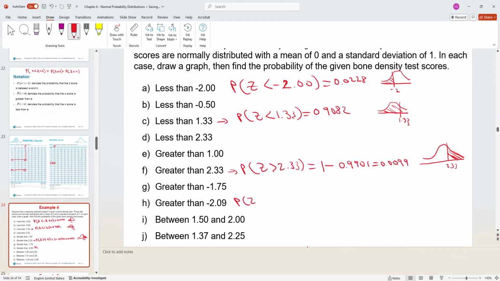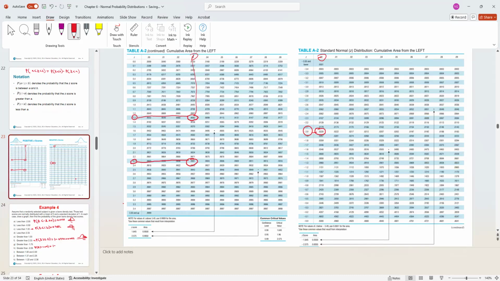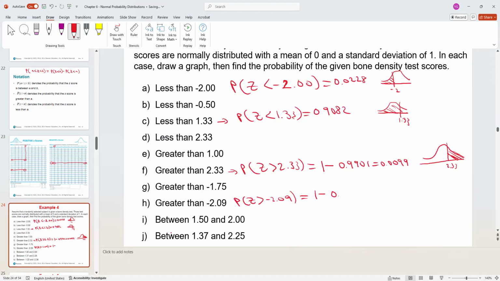If you want to do greater than with a negative number, let's say the same: the probability that Z is greater than -2.09. First of all, you need to subtract from 1. Go in the table looking for -2.0, and we said this is 2.0 here. We go to 9, it is right there: 0.0183. Now, if you subtract, you're going to find 0.9817.